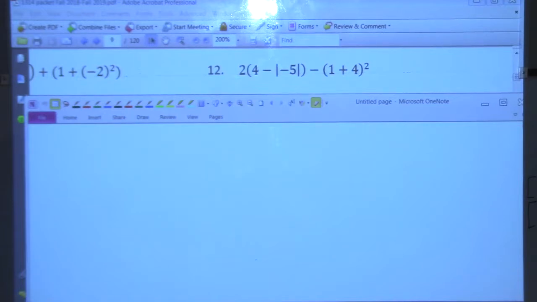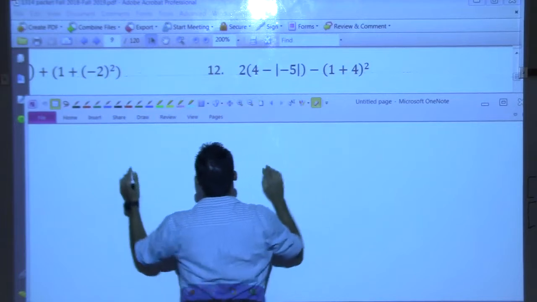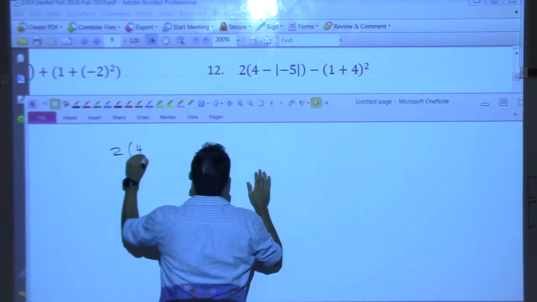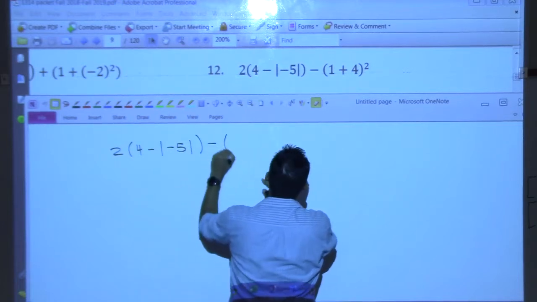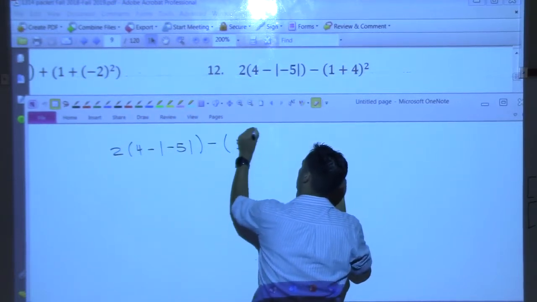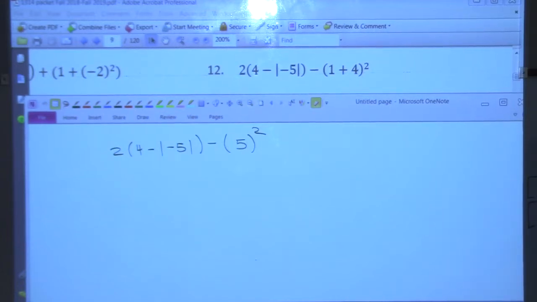Add the 1 and the 4 in parentheses. Okay, so you're going to do these parentheses. All right, let's do that. So 4, take away absolute value, -5, parentheses minus 1 plus 4 is 5. Leave it in parentheses, square it, all right? You want to keep going? I'll let you do one more step.